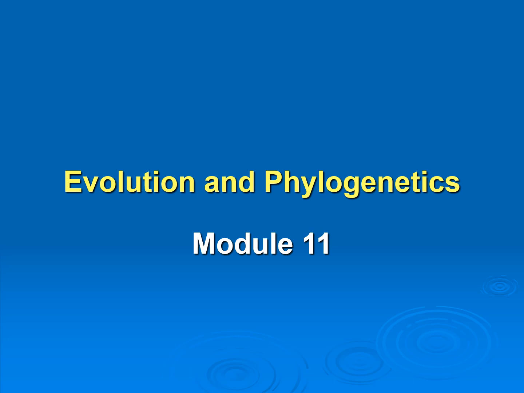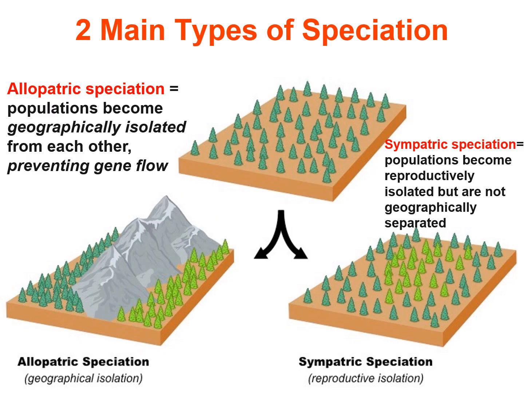We're going to take a look at speciation and some misconceptions about evolution. There's two main types of speciation. So we're going to take a look at allopatric speciation and sympatric speciation. So in this picture here, we've got our original population of a tree species.